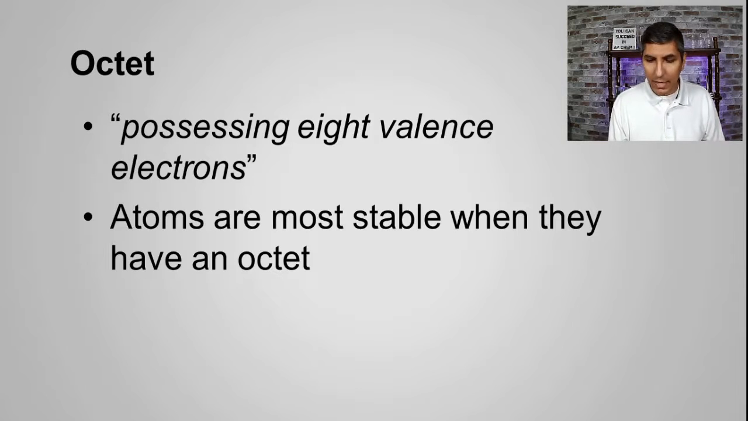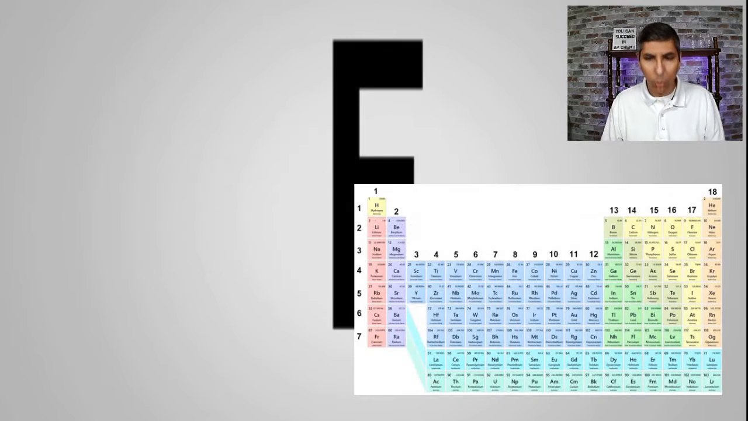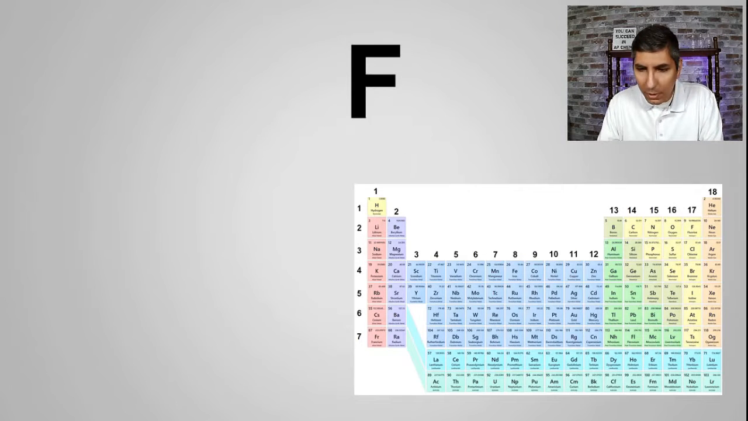Now, let's take a look at an example of this. Let's take a look at the fluorine atom. We can look at where fluorine is on the periodic table and see that it has 7 valence electrons, just naturally as an atom. But as we said, it wants to have an octet, or maybe more correctly stated, it would be a whole lot more stable if it had 8 valence electrons. So it has 7. It would be more stable with 8. So what is it going to do?